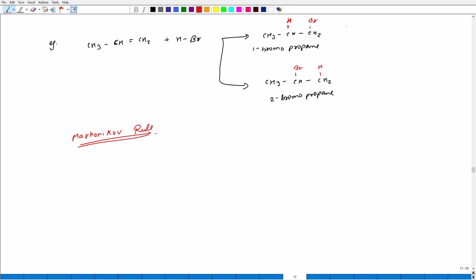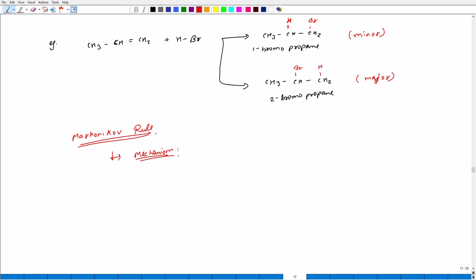So, what happens is, Markovnikov said that this product will be the major product and this is the minor product. Now, how he said that and how we understand that 2-bromopropane, where bromine is attached to the middle carbon, is more stable. Why is it so? Because the reason lies in the mechanism of this reaction.